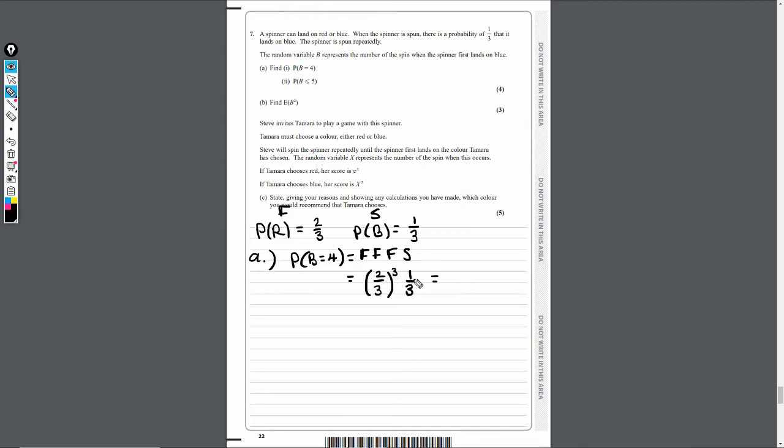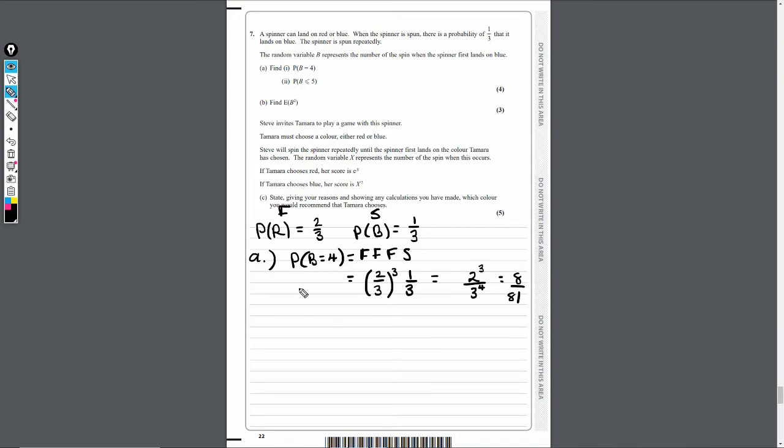Well, 2 cubed times 1, so that'll be 2 cubed. And then finally, 3 cubed times 3, so that's 3 to the power of 4. And then if we work this out, 2 cubed is 8, and 3 to the 4 will be 81. And there we have it, 8 over 81. So that's the first part.